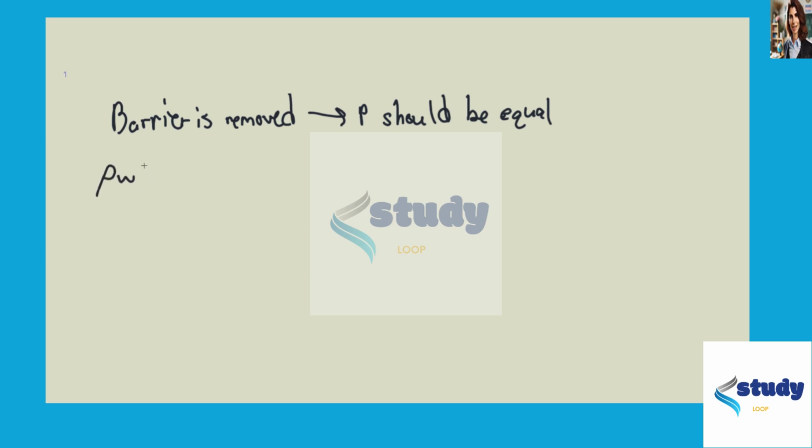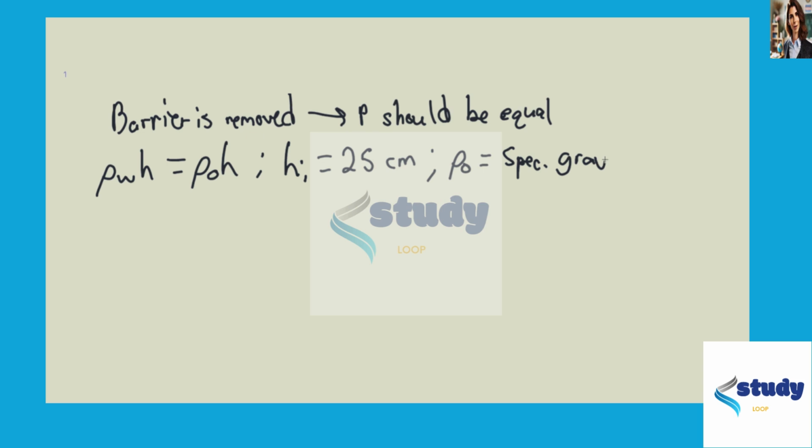So when the barrier is removed, pressure should be equal, which essentially means that the density of the water times the height should equal the density of the oil times the height of the oil. Here we have an initial height of 25 centimeters, and then the density of the oil will simply equal the specific gravity of this oil times the density of water.